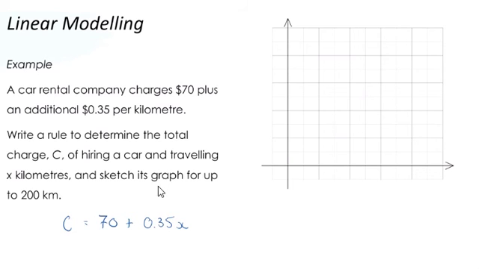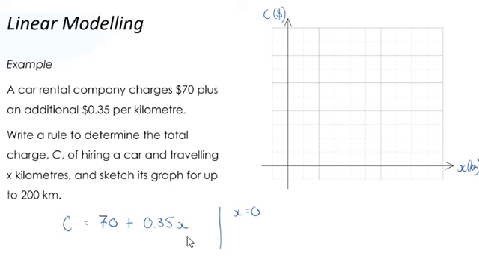When I'm sketching my graph, x will be my horizontal axis, and that is in kilometers. And then C, my cost in dollars. Don't forget the units, very important. Now, once again, I want to find 2 points. Whenever I'm sketching, I want 2 points. So my first point, nice and easy, is when x equals 0.